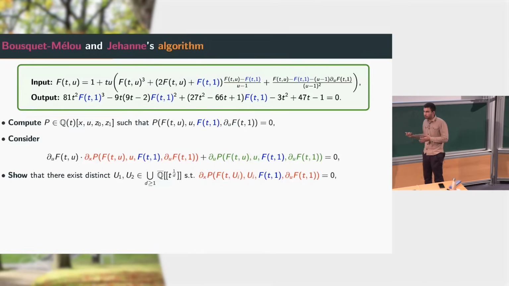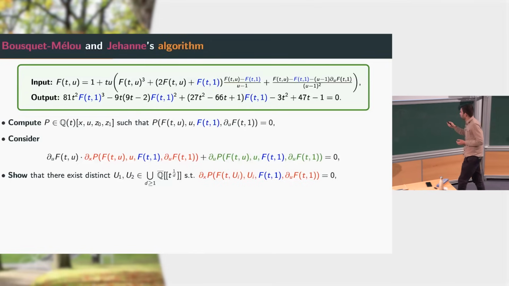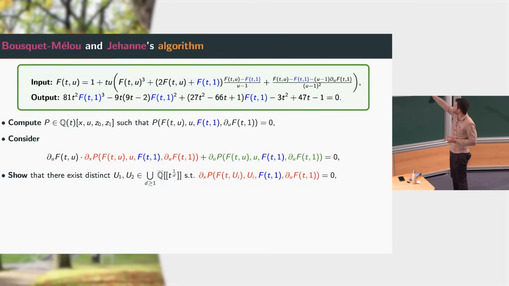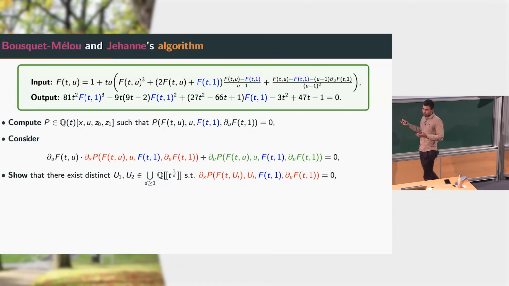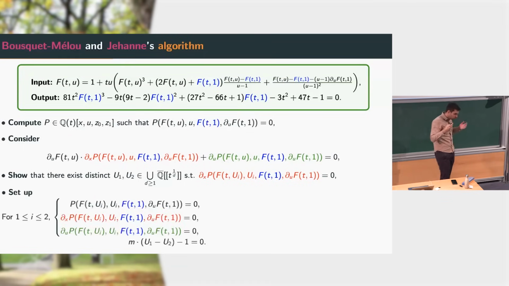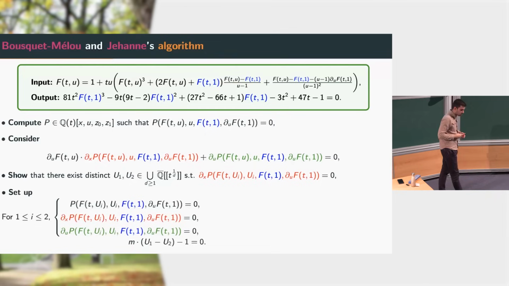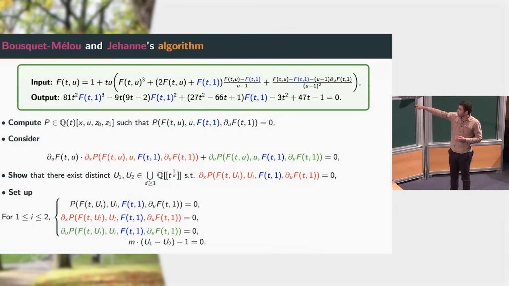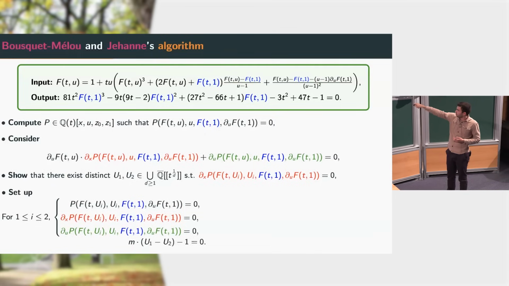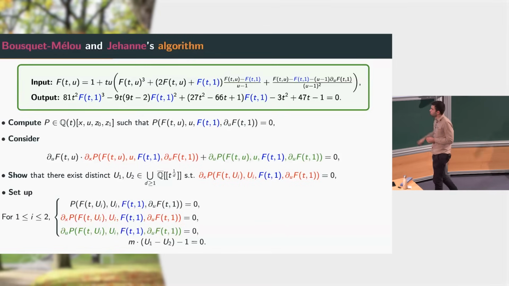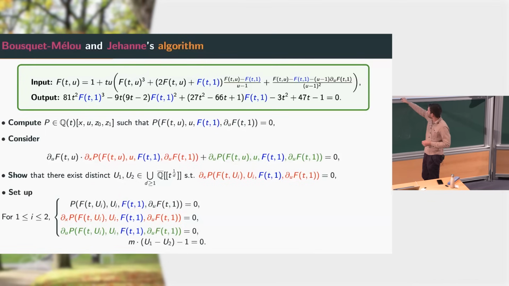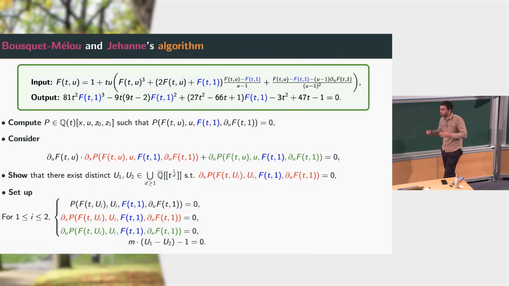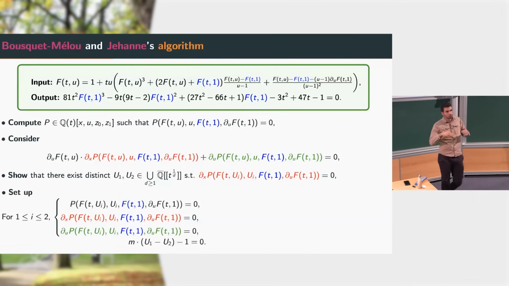So this is one piece of information. But now observe that you have this green information for free. So you have the vanishing of the green term for free. And so when you duplicate your constraints, you observe that F(t,u1), u1, F(t,1) and ∂F(t,1) are a solution of the following duplicated constraints. And here there is a Rabinowitsch trick in order to encode the fact that u1 must be distinct from u2.